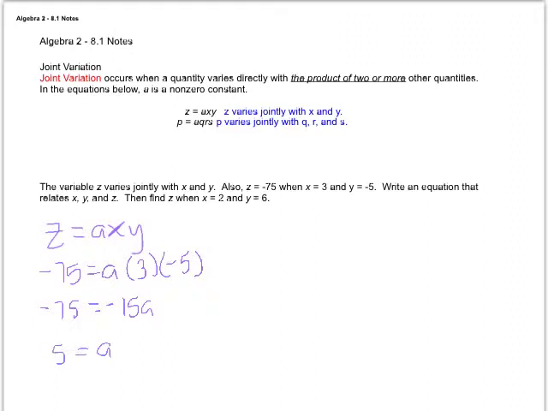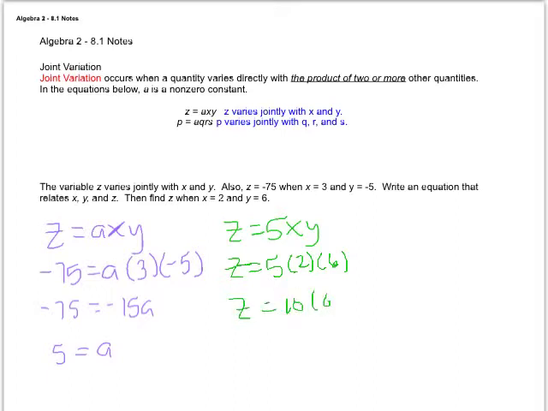Okay, so my model then that I'm looking at is going to be z equals 5xy. And then they give me a rule when x is 2 and y is 6. So now I just plug 2 in for x and 6 in for y. And when I do that, I end up with z equals 10 times 6, or z equals 60. So again, it's not a long drawn out horrible process. You're going to work each problem twice, go one step at a time, and you should be fine.